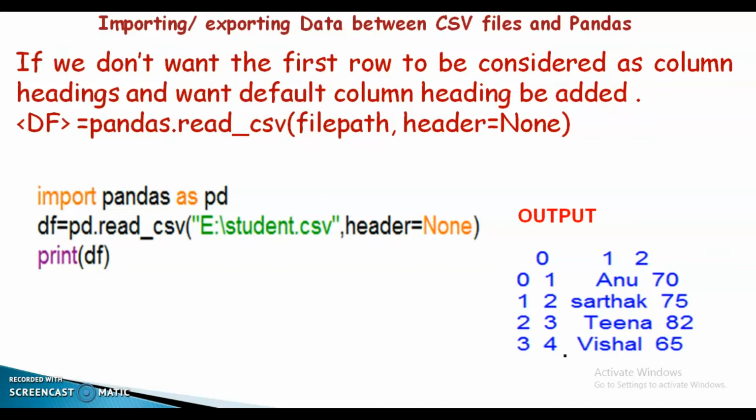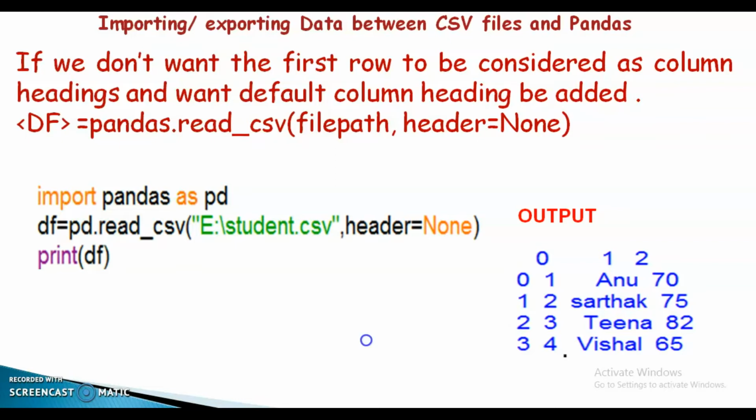Check this one: import pandas as pd, df is equal to pd.read_csv, student.csv, header is equal to None. The headings roll number, name, marks, all these headings are removed from that. Then automatically default column headings are inserted.